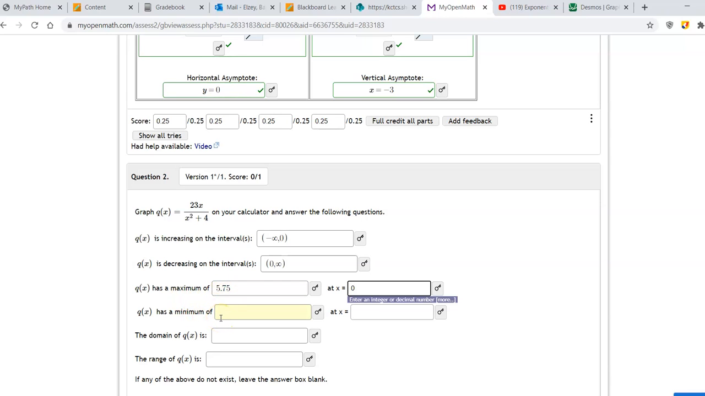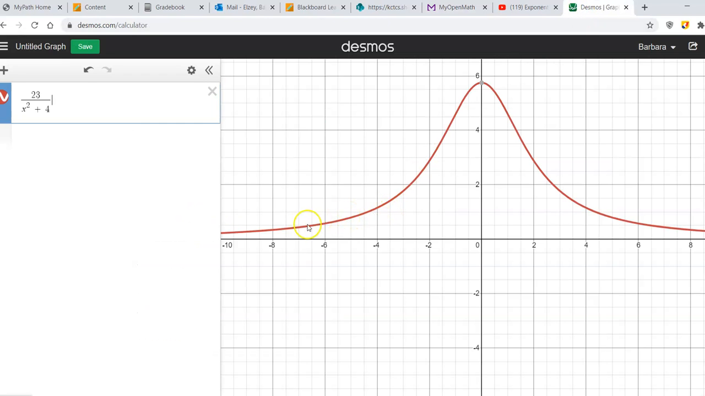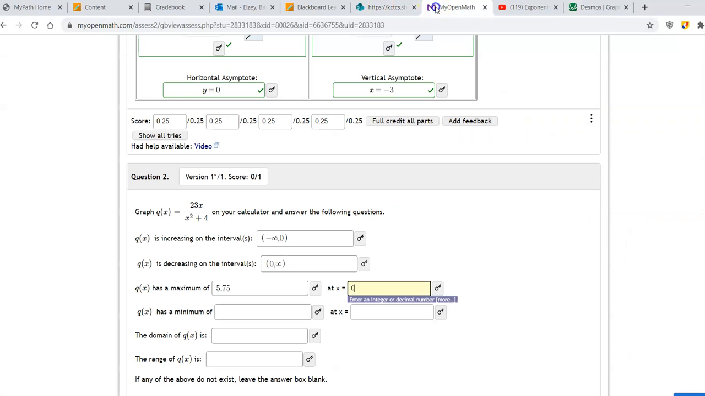Now minimum, we really don't have a minimum. If we look at the graph, this is getting smaller and smaller and closer to the x-axis, but it keeps getting littler and littler without reaching it. So we might have a y value of a half, but then a third, and then a fourth. It's not possible to list the smallest value. So we leave that blank because it said, if any of the above do not exist, leave the answer box blank.